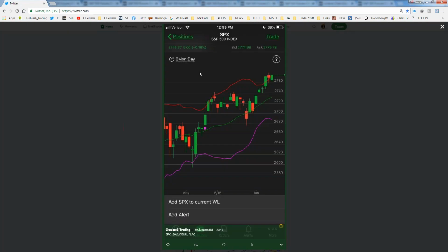SPX Daily Bull Flag. This is off the iPhone, as you know. And sometimes you see things very clearly when there's nothing drawn on it, right? You guys all agree with me on that? Kevin? Walter? Mary Beth? Yep, I agree with you.